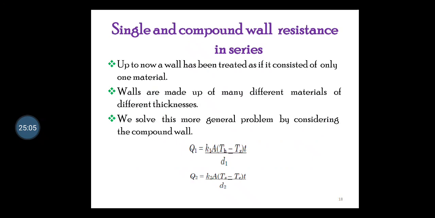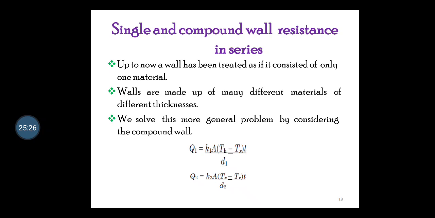Next, the compound wall, with resistances in series. Up to now, a wall has been treated as if it consisted of only one material. But walls are made up of many different materials of different thicknesses. So we solve this more general problem by considering the compound wall.